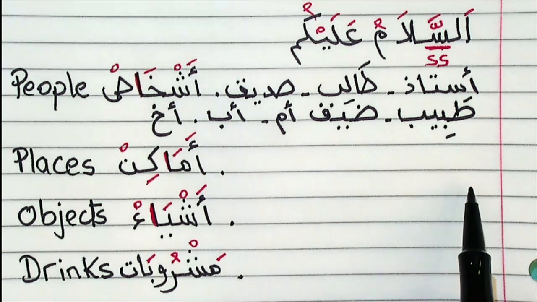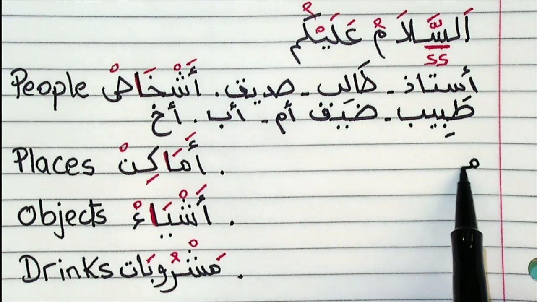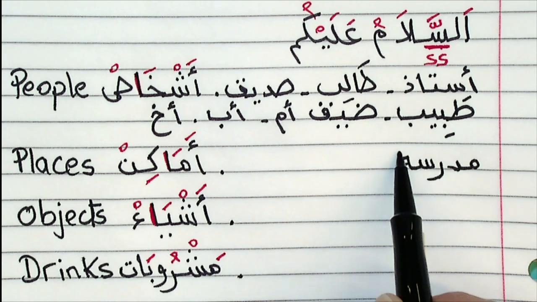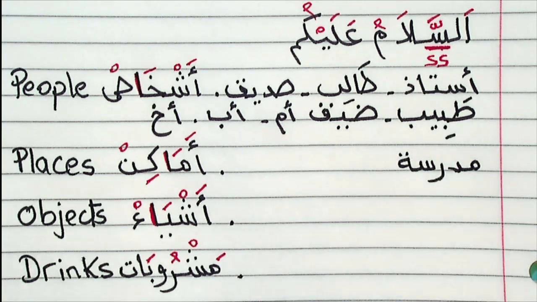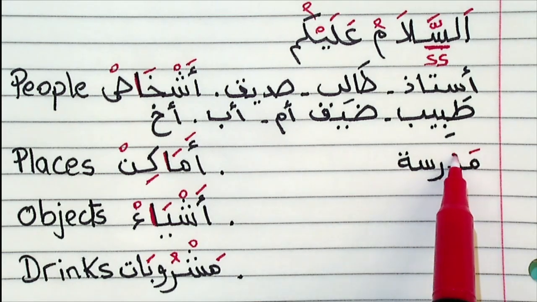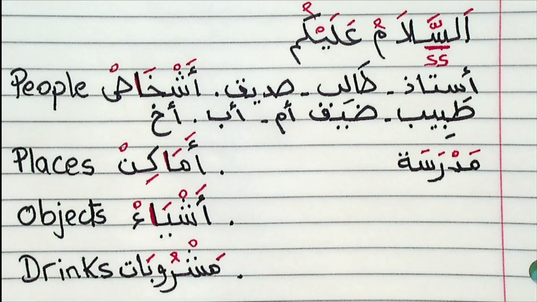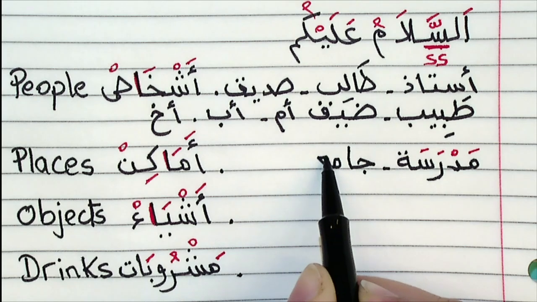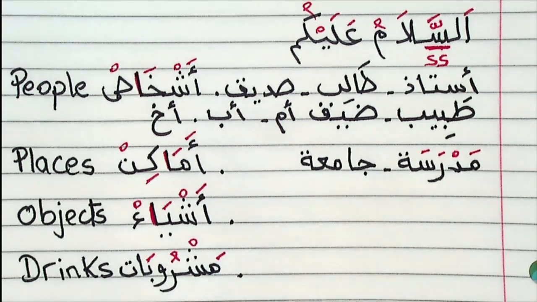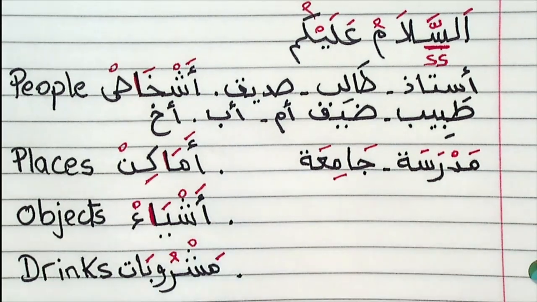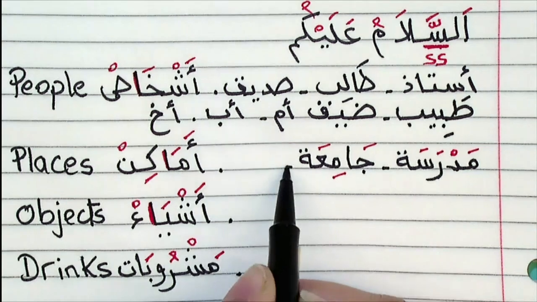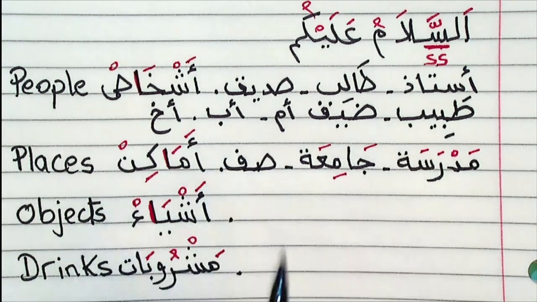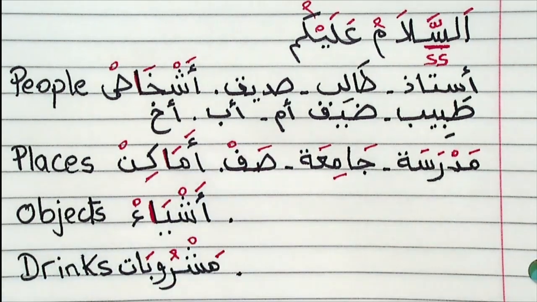The places that we start learning are called madrasa. And here is ta marbuta. Then we have jami'a. And saf for class.